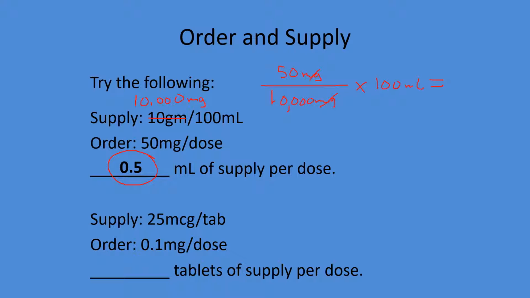Same with the next example. Let's change this guy to a whole number. So the order is 100, and the supply is 25. Your answer is going to be 4, right? So it looks scary. It looks totally out of this world, but as long as you go back to what you learned week 1, 2, and 3, just build upon it.